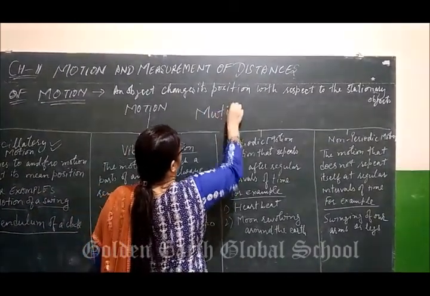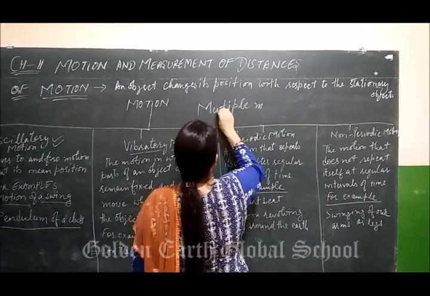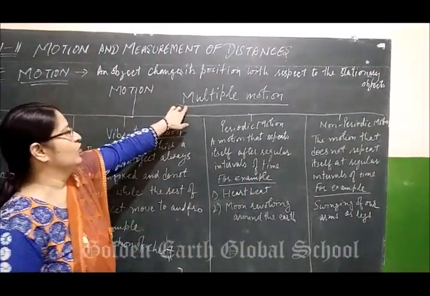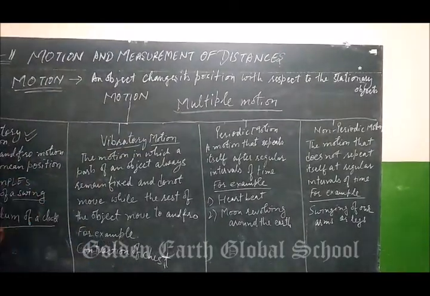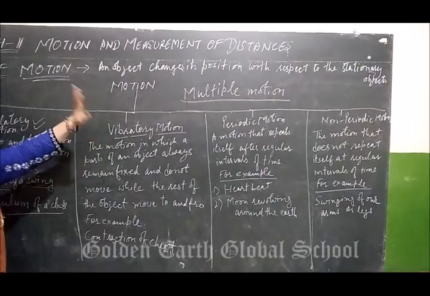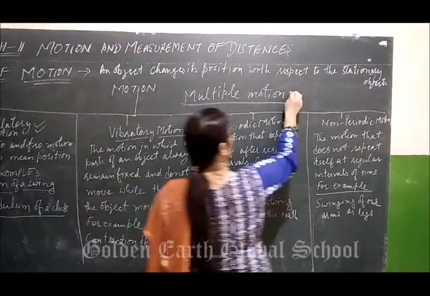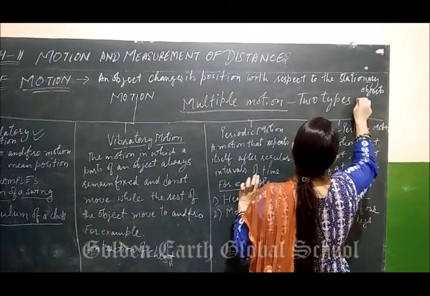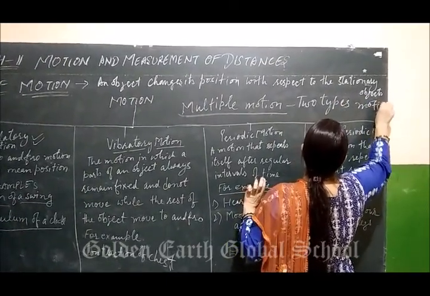The last type of motion is multiple motion. From its name it is clear, multiple motion means when an object possesses two types of motion, then it is called multiple motion.